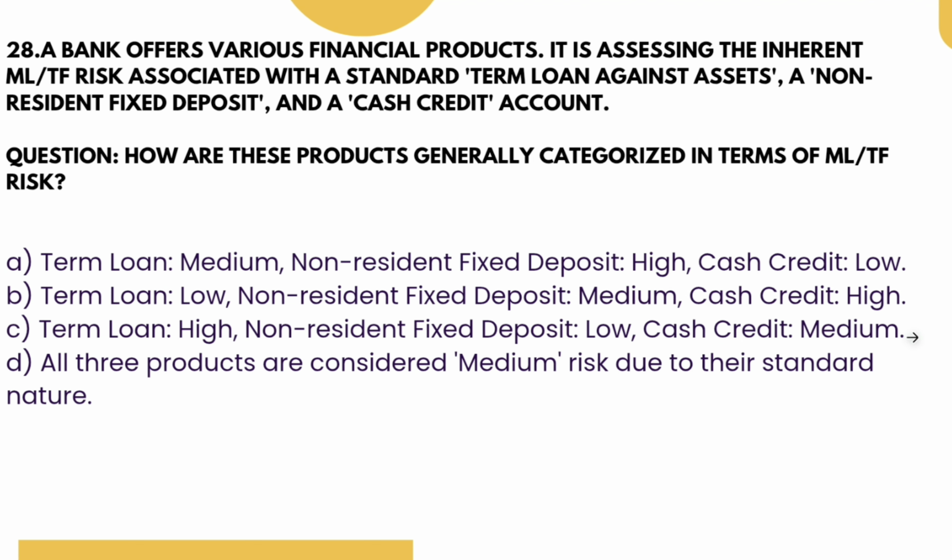The retired pensioner is low category risk, the restaurant owner is medium category risk, and the diamond merchant is high category risk. Next question. A bank offers various financial products. It is assessing the inherent money laundering and terrorist financing risk associated with a standard term loan against assets, a non-resident fixed deposit, and a cash credit account.